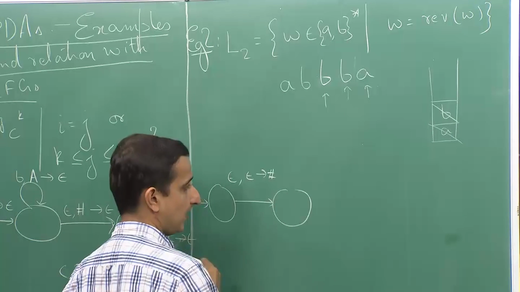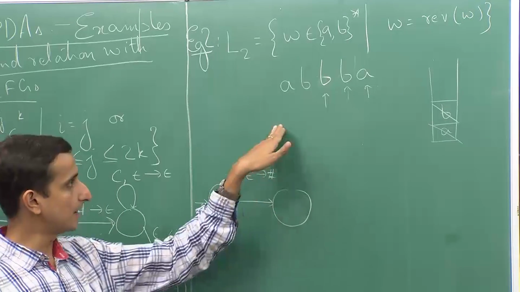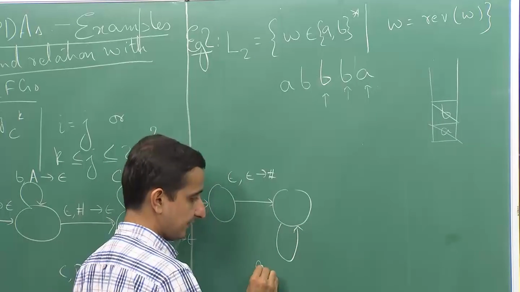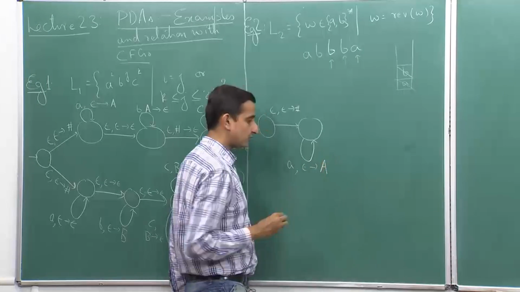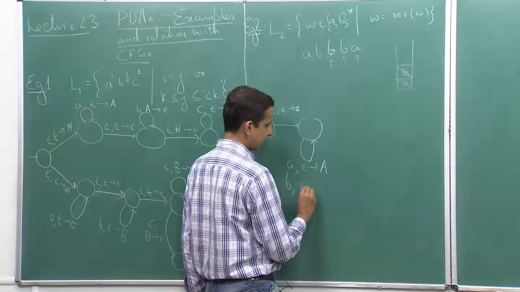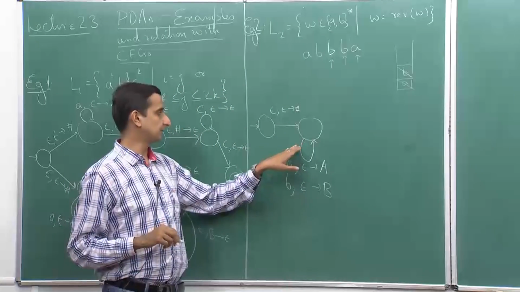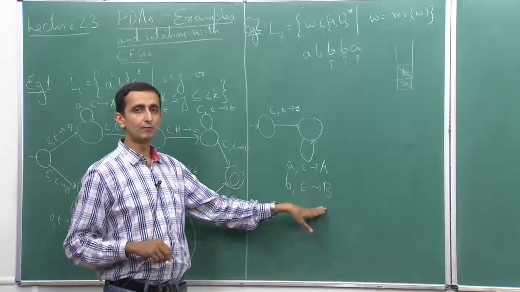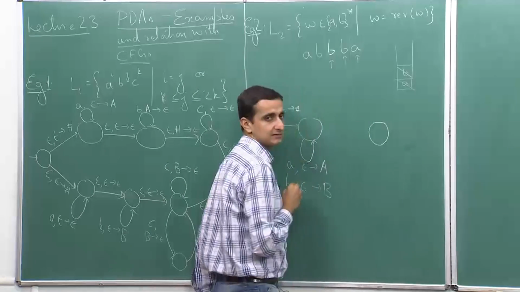Now, from this state, this is the state which will correspond to my push operation. If I see an A, I will push a capital A onto the stack, and if I see a B, I will push a capital B onto the stack. It's the same transition. So, if I see A I will keep on pushing capital A, if I see B, I will keep on pushing capital B. Now, I have to go to a pop state.